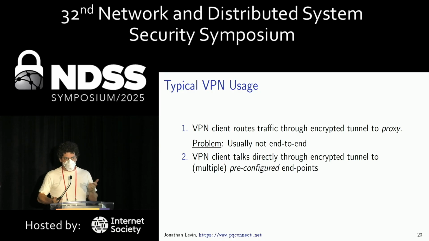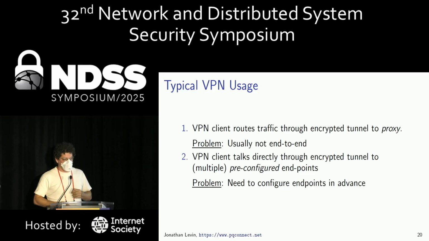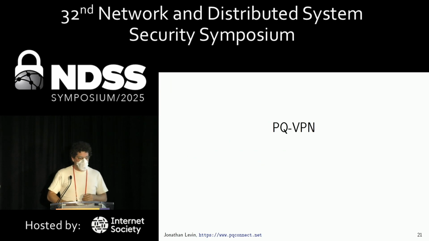Another very common VPN use case is, for example, if you're a server administrator, you might set up a WireGuard network so that you have end-to-end communication through a WireGuard tunnel to servers that you administer. The problem, though, is that you need to know who you're talking to in advance, and you need to configure this VPN to speak to the hosts you're trying to communicate with.